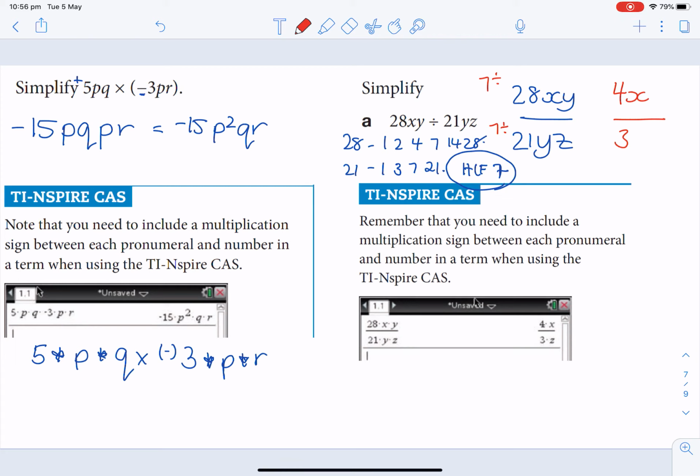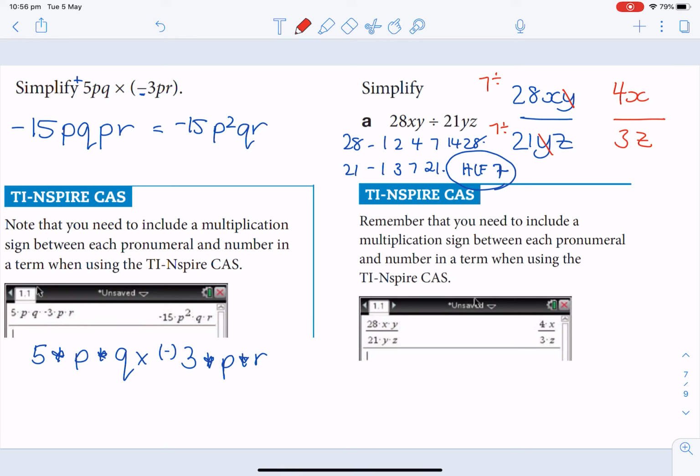Then looking at my next pronumeral, I've got a Y on the top. Do I have a Y on the bottom? Yes. I have one Y on top, one Y on bottom. They disappear. And then my last pronumeral is the Z. I have one on the bottom, nothing on the top, so this one stays on the bottom. My solution is 4x over 3z.